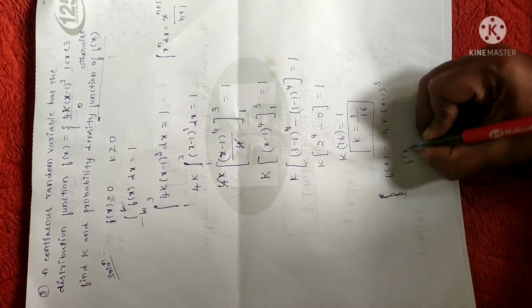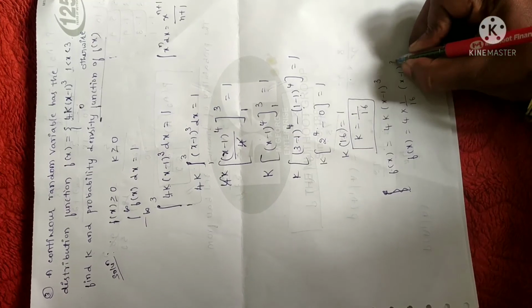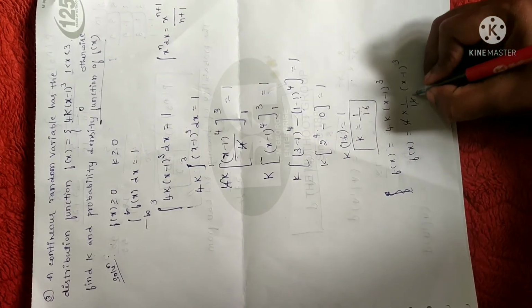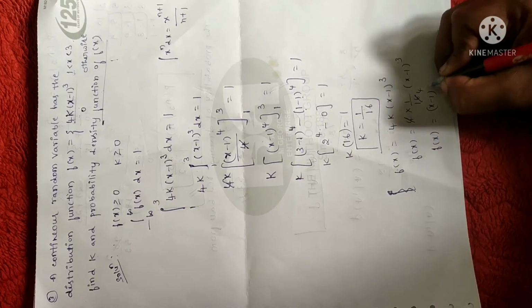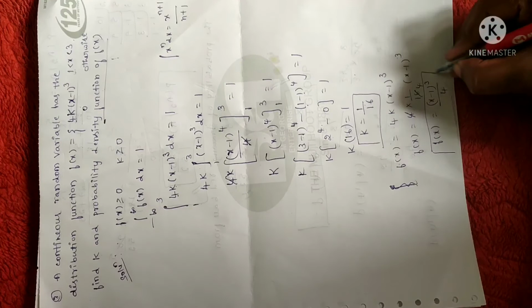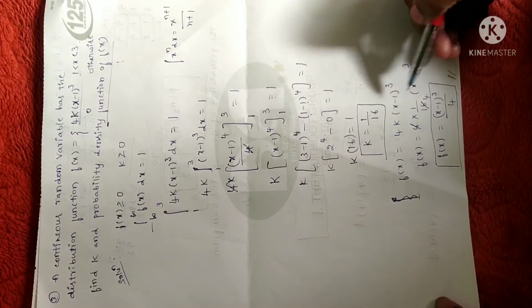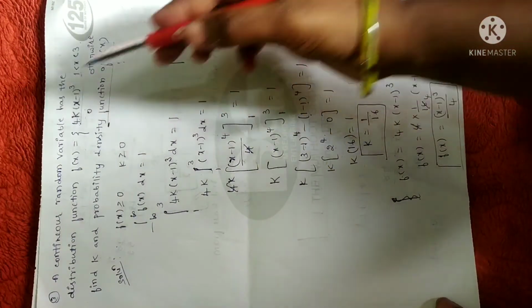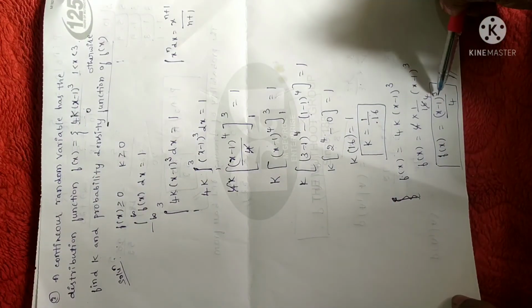So f of x is equal to 4 into 1 by 16 into x minus 1 whole cube. So 4 1s are 4, 4 4s are 16. So you will get f of x as x minus 1 whole cube divided by 4. So this is the required density function. That's all. Clear? Density function should be independent of constant. Since in the given function we have a constant, anyhow we have already calculated the constant here. So this will be the required density function.